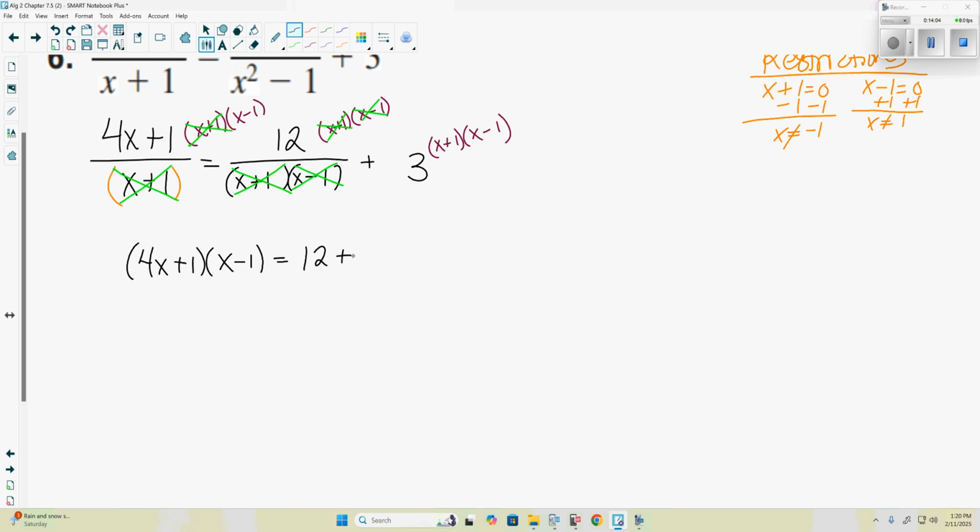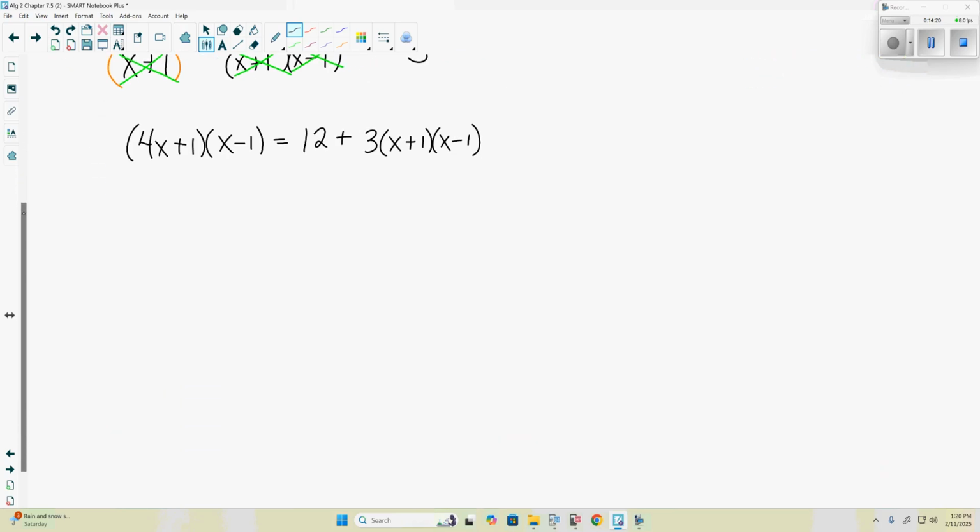The x plus 1 and x plus 1 on top and bottom simplified. X minus 1 and x minus 1 on top and bottom simplified, leaving us with just the 12. Is equal to 3 times x plus 1 times x minus 1. Questions on how we got to this point here?